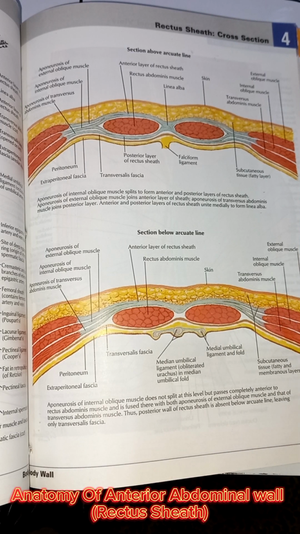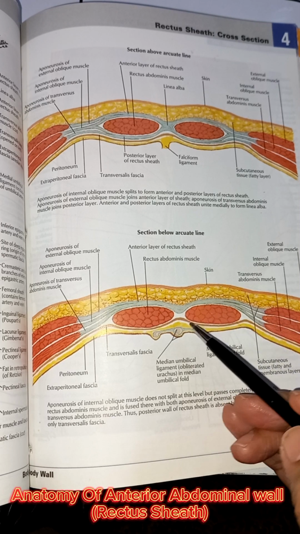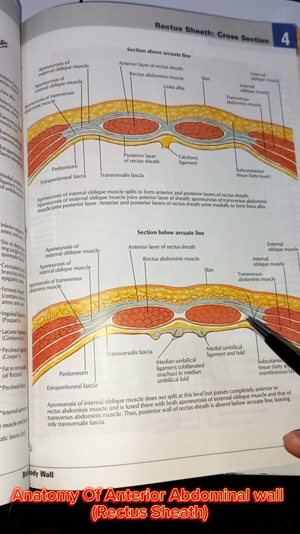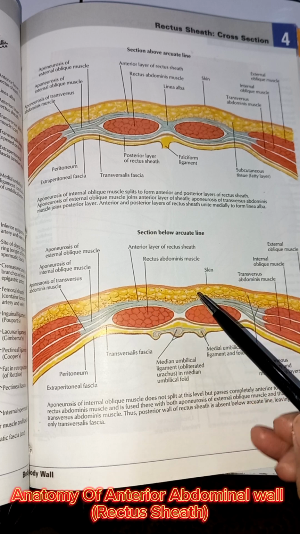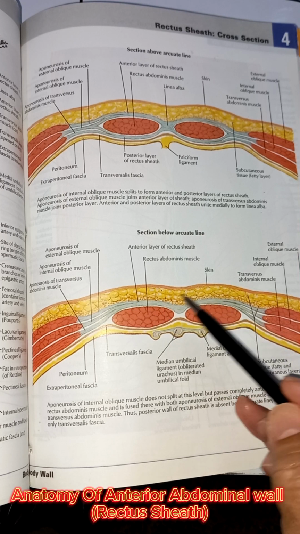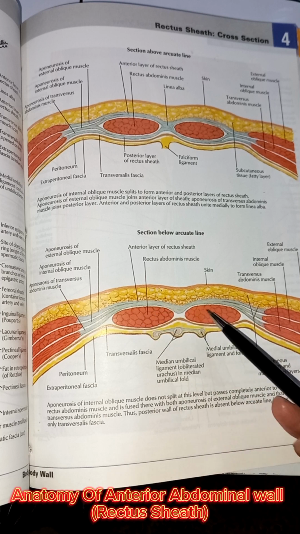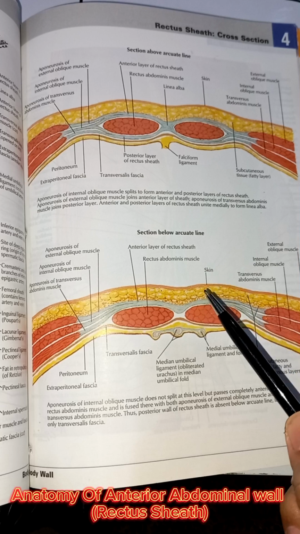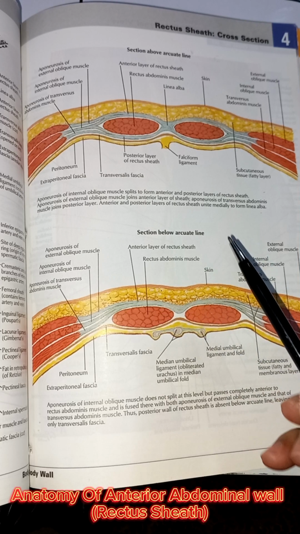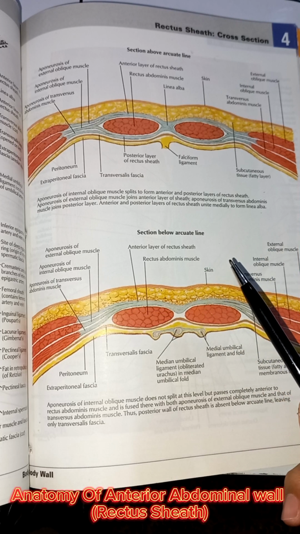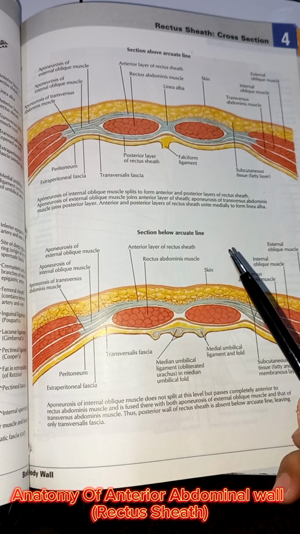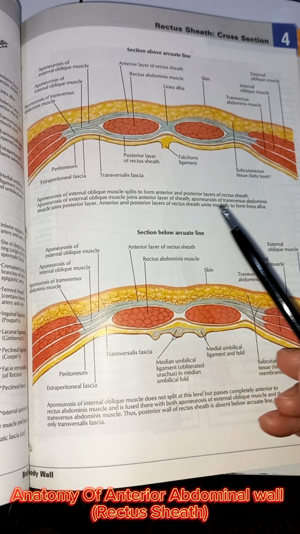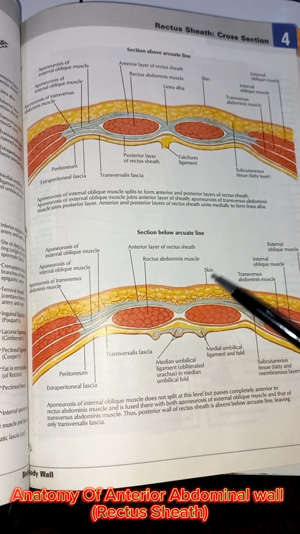Now, I hope I satisfied you people. Now, it will be very easy for you to understand the different layers of abdominal wall, formation of rectus sheath, and anatomy of anterior abdominal wall muscles, how it is different above the arcuate line and below the arcuate line.